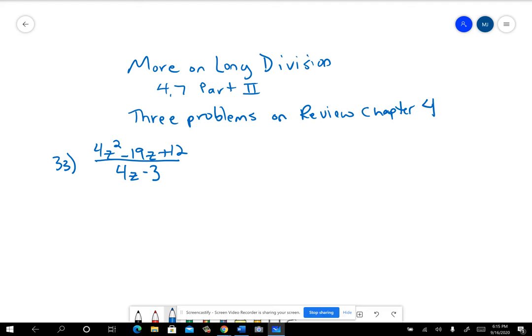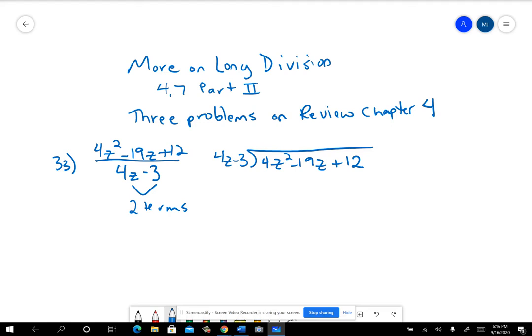All right, so I've got to divide 4z minus 3, but see how that's got 2 terms? So I don't just write that up underneath each one. I'm going to take the 4z minus 3 and actually set up a long division problem. Okay. All right, now, next thing, we'll get started.